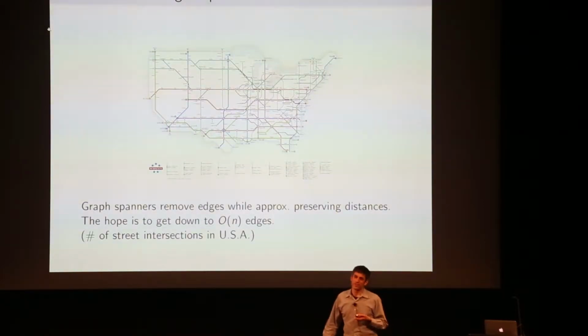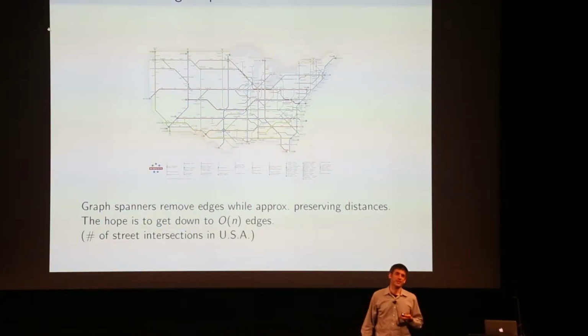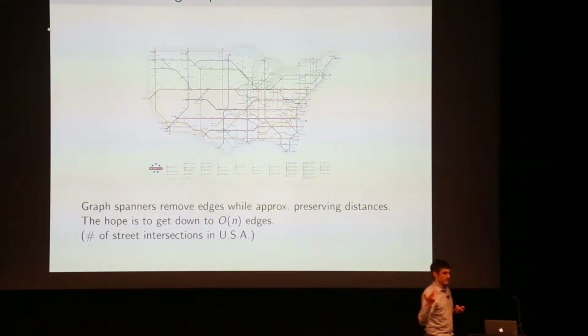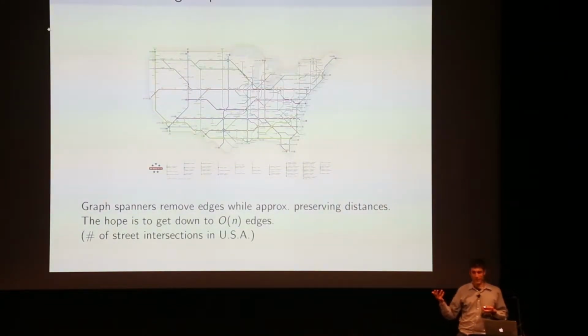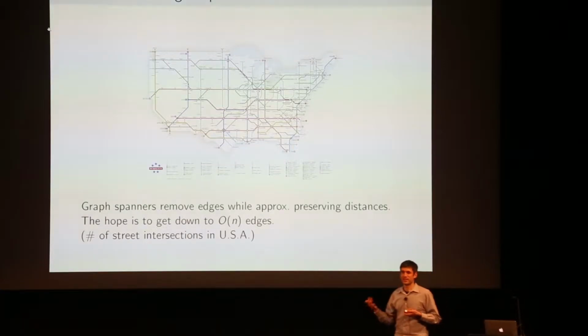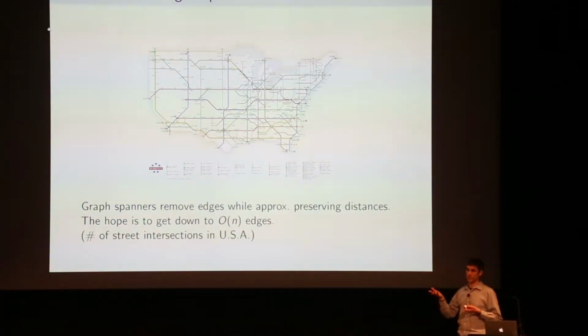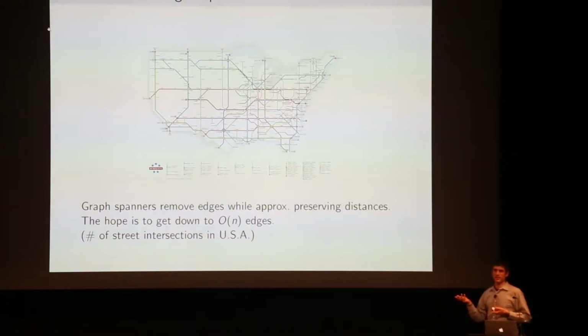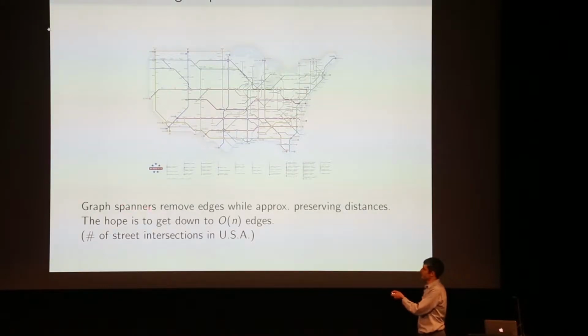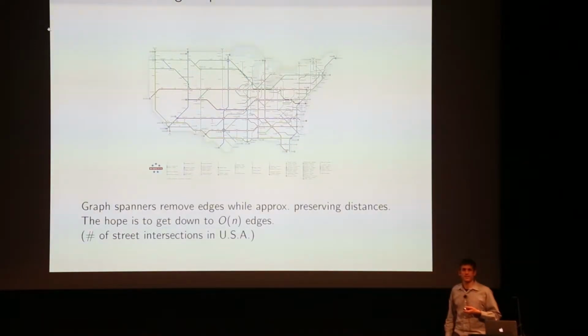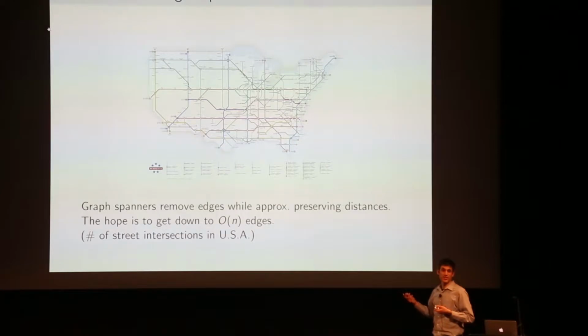A common technique used in this area is something called a graph spanner. This is a subgraph obtained by removing edges from your graph until it is hopefully more sparse, and distances are approximately preserved. And so if you're working on graph spanners, the gold standard, which is usually not achievable, but you hope to get close, is to get down to a linear number of edges.